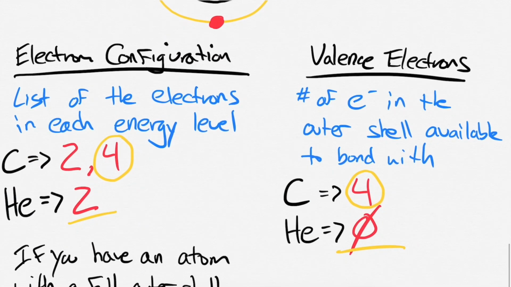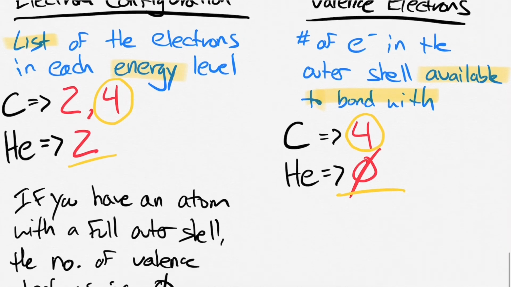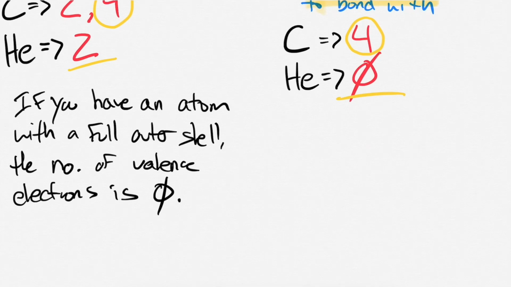We talked about what electron configuration is, which is basically just a list of the electrons in each energy shell. For carbon, that was 2-4. For helium, it was 2. And the number of valence electrons are the number of electrons in the outer shell available to bond with. So for carbon, that was 4. For helium, it was 0 because it had a full electron shell. And I said again, if you have an atom with a full outer electron shell, the number of valence electrons is 0. And this is going to help us with our determining of how things bond with each other. The number of valence electrons is going to become important in a little bit.